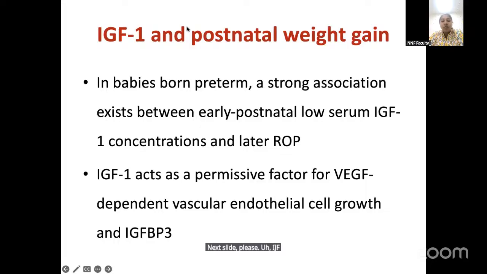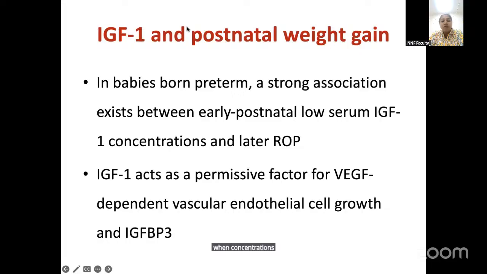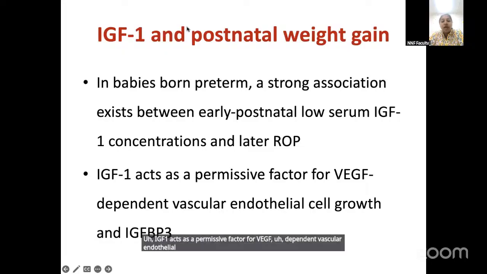IGF-1 and postnatal weight gain. In babies born preterm, there is a strong association between early postnatal low serum IGF-1 concentrations, because initially they get it from the mother and later on it is cut off. IGF-1 acts as a permissive factor for VEGF-dependent vascular endothelial growth, and IGF-BP3.